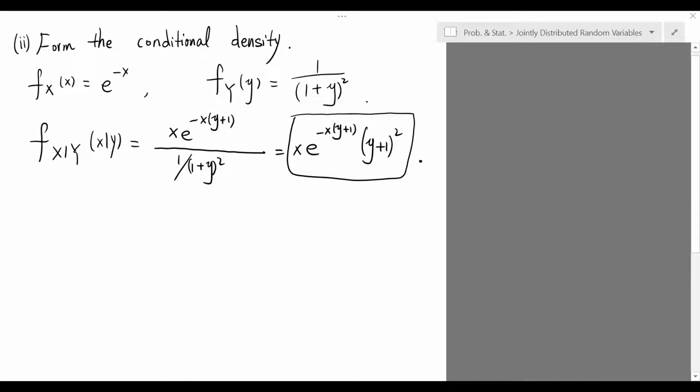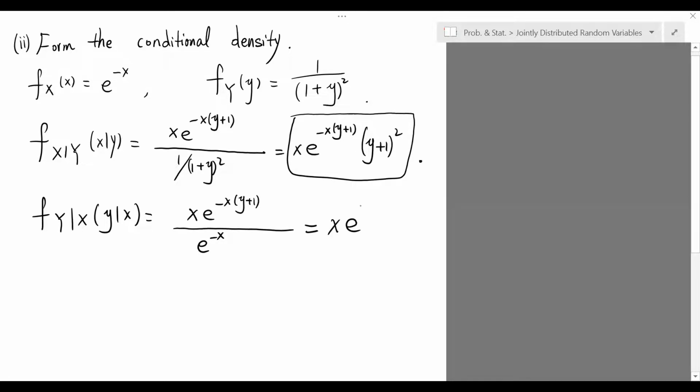1 plus y. Similarly, the conditional density of y given x is just the quotient between the joint density function and the marginal density of x. With simplification, we end up with x times e to the negative xy as the outcome.